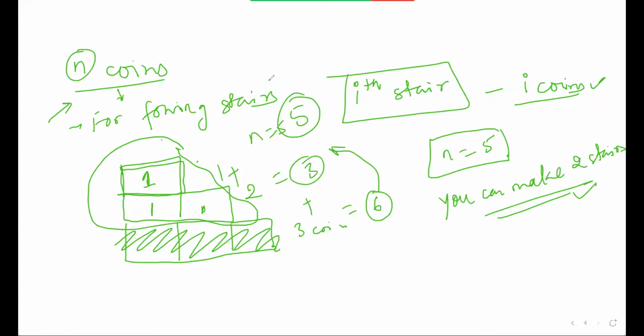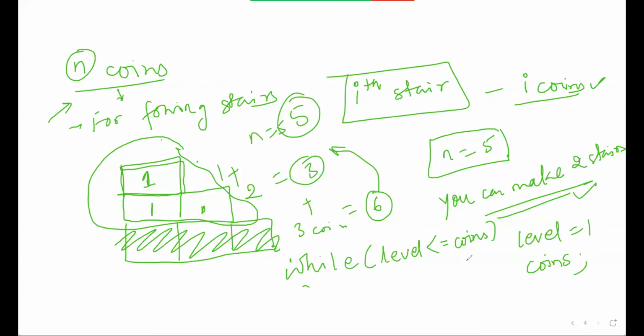So this was an easy problem. You can iterate, so you can run a while loop, where one variable will take care of which level you are at, starting from the first level, and the other will be how many coins you have. You'll continue until the level is less than or equal to the coins, so that you can use those many coins for forming that level.